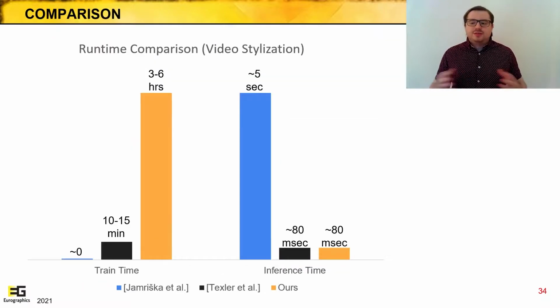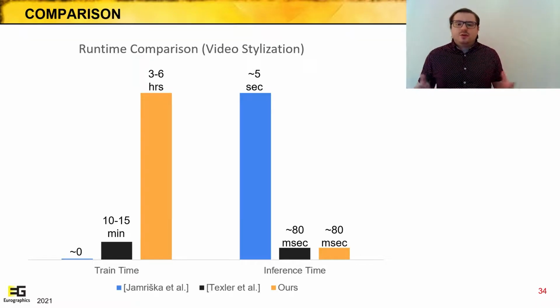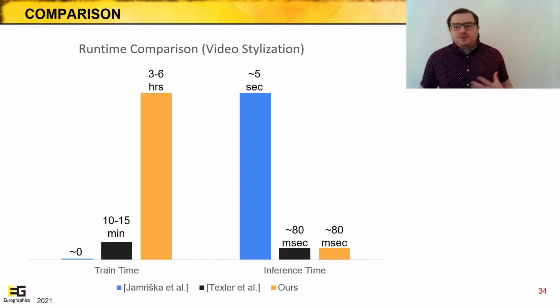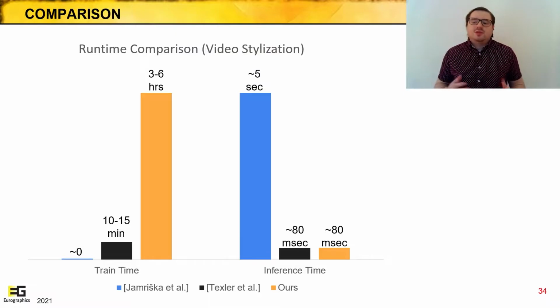Finally, we can look at the comparison of the runtimes of our compared methods. All of these times refer to running time on a single V100 NVIDIA GPU. While Jamriška doesn't require any pre-training, each frame takes roughly 5 seconds to synthesize. Texler et al. trained their network in several minutes, typically taking at least 10 to 15 minutes to obtain a reasonable result. And running inference takes about 80 milliseconds, which translates to about 12 FPS on this kind of GPU. Because the gram matrix style loss is slow to converge, our training schedule takes up to several hours to converge. However, once the model is trained, the inference runs exactly as fast as Texler's due to shared use of the same neural network architecture.